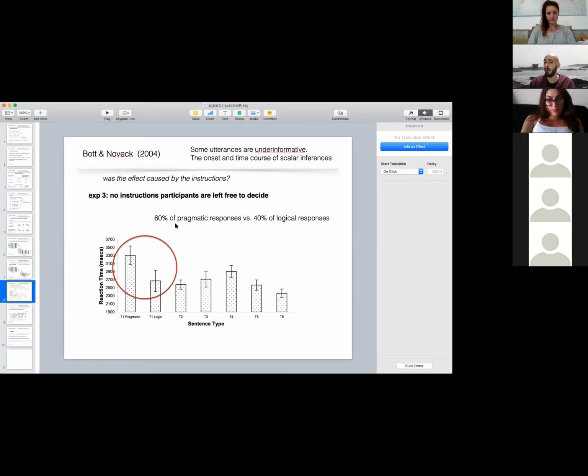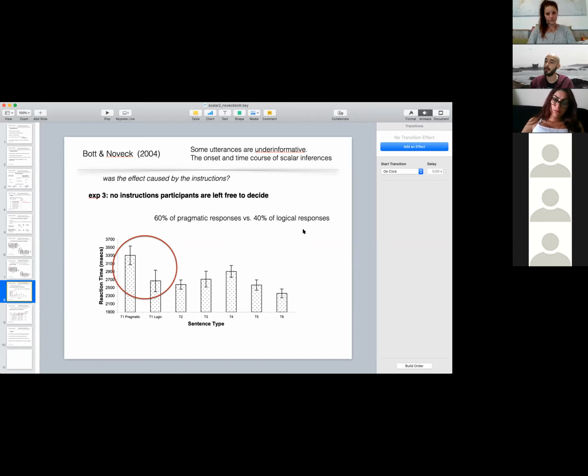So here, you compute the implicature, and then you say the sentence is false. Here, you compute the implicature, but then you have to cancel it, because then you say that the sentence is true, right?